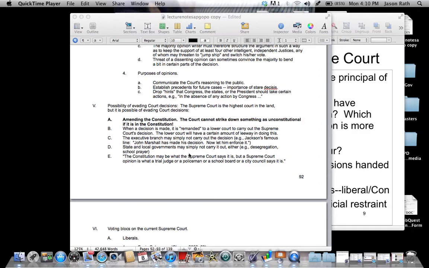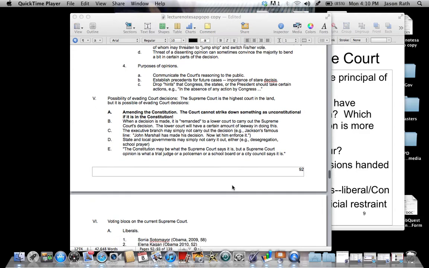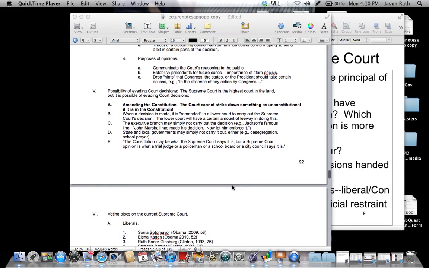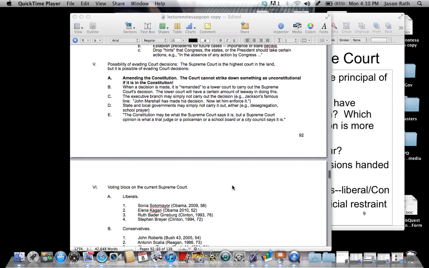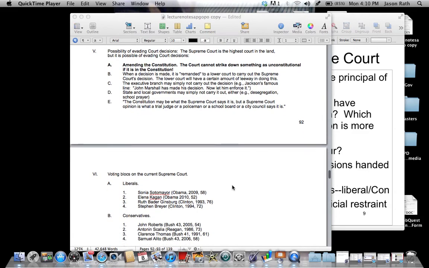Jackson's famous case: John Marshall, a Supreme Court justice way back when, made a decision. Now let him enforce it. That's what Jackson said, referring to John Marshall. Think about also desegregation and school prayer. The Supreme Court justices tell everybody, you enforce it. Let the states do it. That's what happened. So that's how you evade. It means that they make a decision, and the president and other people say, you enforce it.